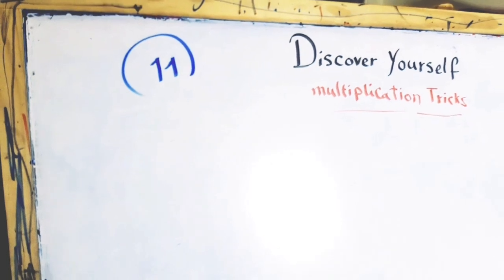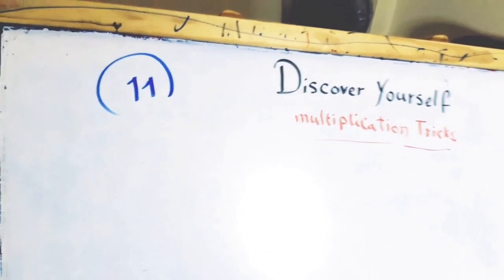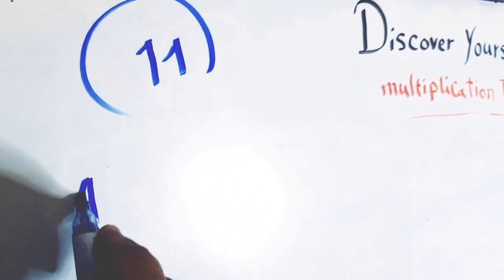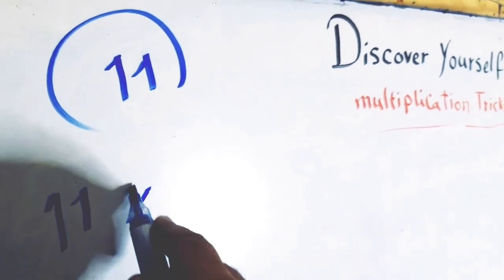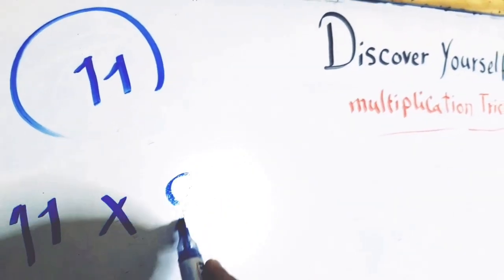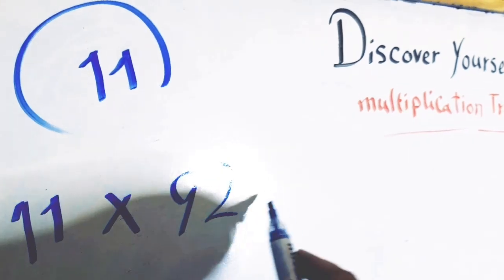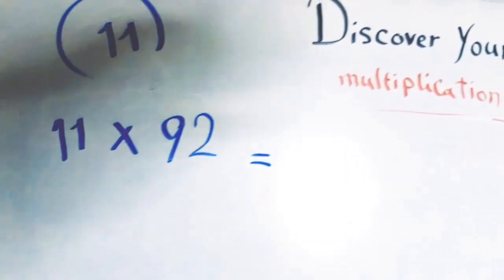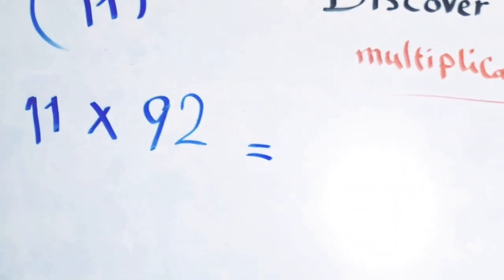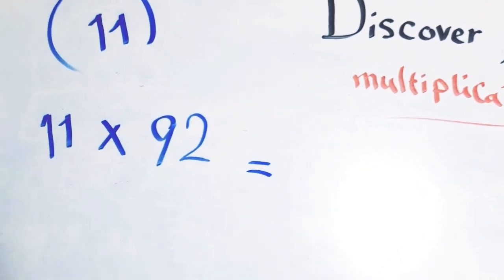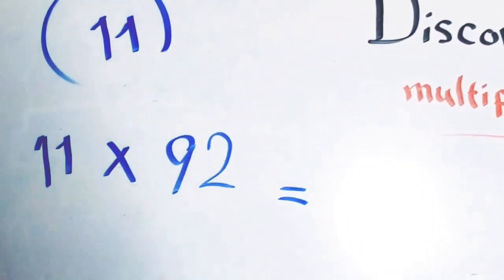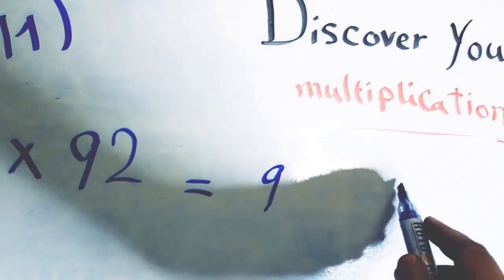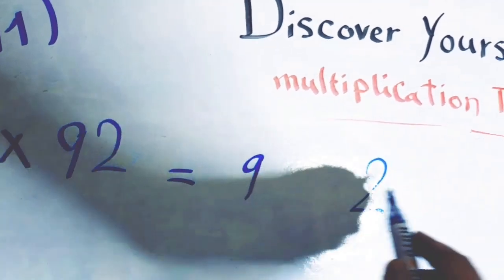Let's begin by multiplying 11 by a two-digit number. 11 times 92. Our trick is as follows. We look at the number which we are multiplying by 11. Of course, we have here 92. We write 92 in this way: 9 space 2.